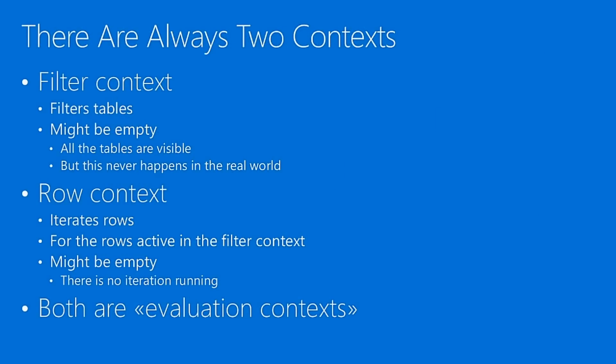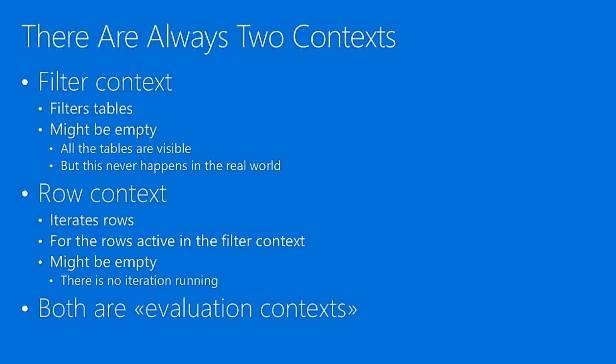Remember that there are always 2 contexts, and the 2 contexts have nothing to share. There is the row context and there is the filter context. The 2 are different and they do different things. The row context provides a single row, whereas the filter context filters the data model. I told you that I was going to be pedantic, and I'm just starting. Both are what we call evaluation context. So the evaluation contexts are only 2, row context and filter context.